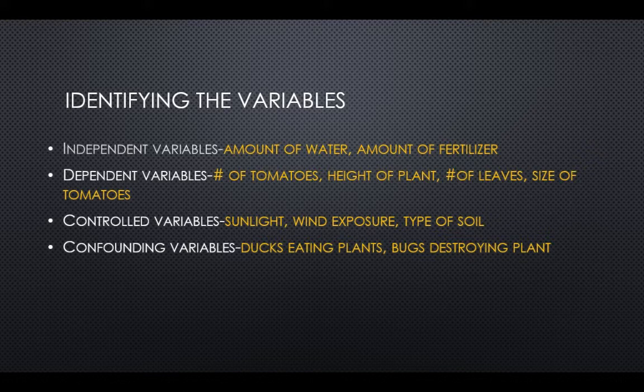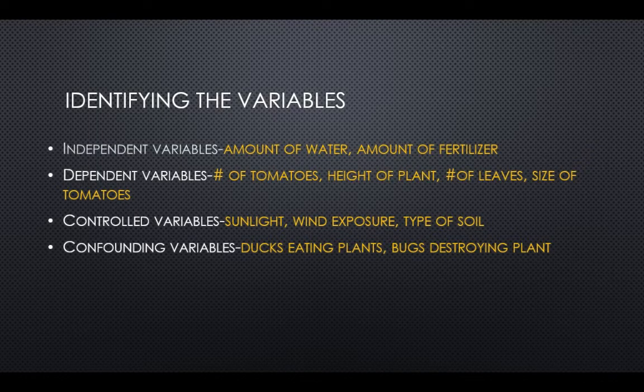All of those are what I can measure from the changes that I implement, so they are dependent variables. My controls are going to be things like the amount of sunlight they get, the type of soil that they're planted in, the date that all of my plants are planted, and wind exposure, since I'm going to keep my plants on the same part of the yard.